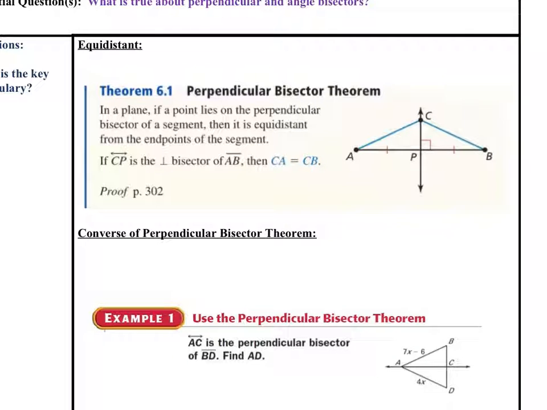Equidistant means that you are the same distance away from a figure. And we're going to be talking about a point, but same distance is your keyword.